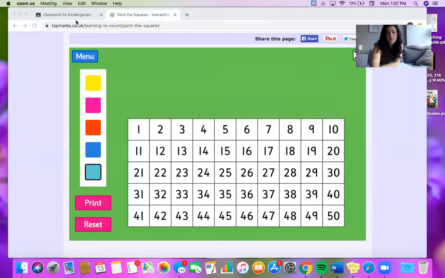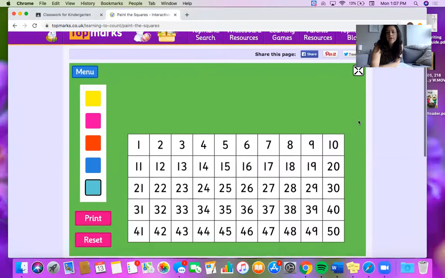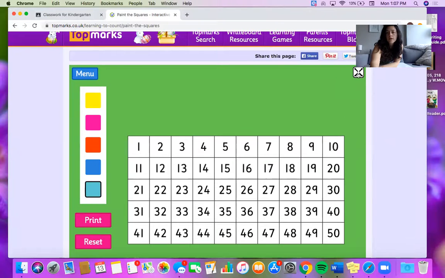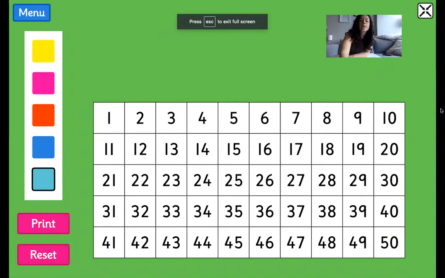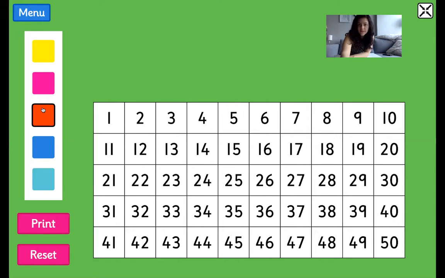Good morning, junior kindergarten, and welcome to your math lesson for the day. We're going to start off with some math review. Let's get to our 100 square, or rather, I should say, our 50 square. Today, like most days, we're going to start off by counting from 1 all the way to 50. Are you ready? Ready, set, go.